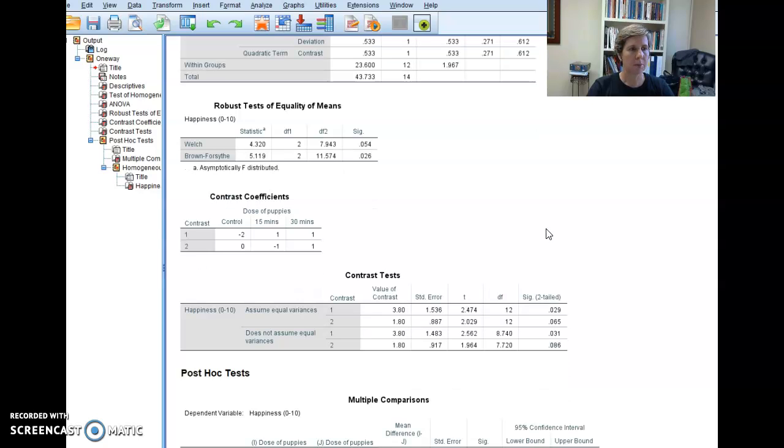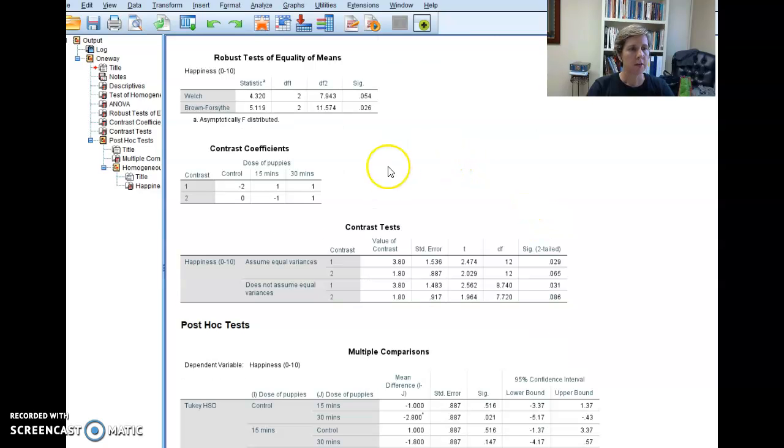Okay, so our planned contrasts that we set, and this will help you understand maybe why I put the -2 and the ones. So here, our first contrast is comparing the control against these two combined, 15 and 30 minutes, and our second contrast is comparing just the 15 minutes to the 30 minutes. So this is contrast 1, and this is contrast 2.